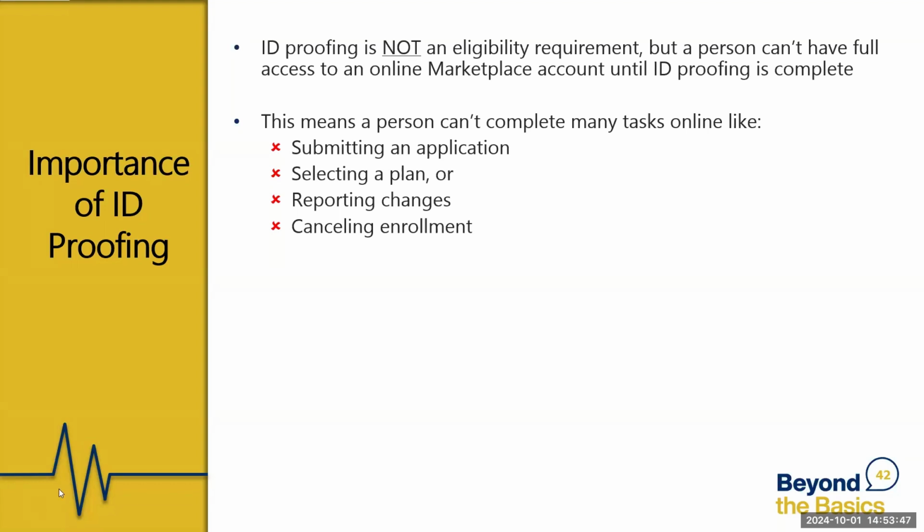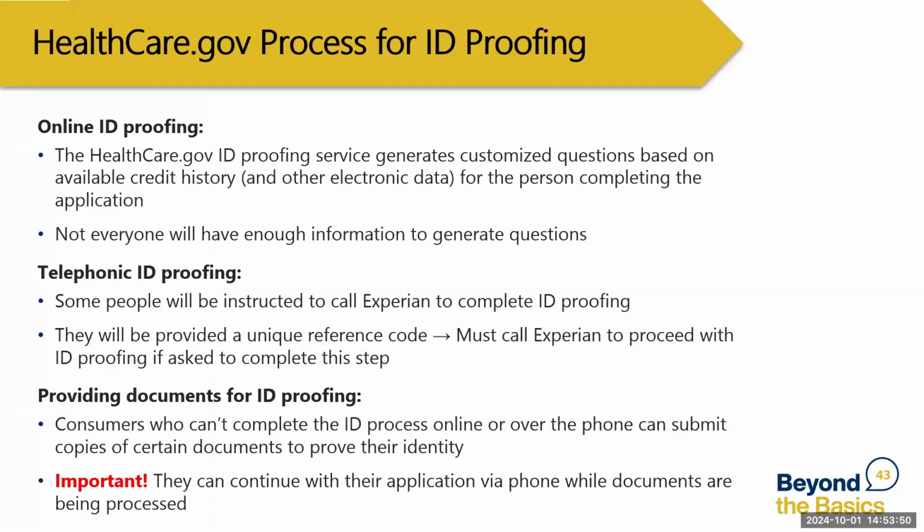Next slide, please. So what is the process? First, like I mentioned, healthcare.gov tries to do the identity proofing online, with questions that are generated based on somebody's credit history. If people can't get through that first electronic process, there's what's called telephonic identity proofing. Some people are going to be asked to call Experian to complete the identity proofing over the telephone. In that case, if they successfully answer some questions that Experian has, they would then be provided a unique reference code, and then they can go back online and put that code in, and get their identity proofed that way.